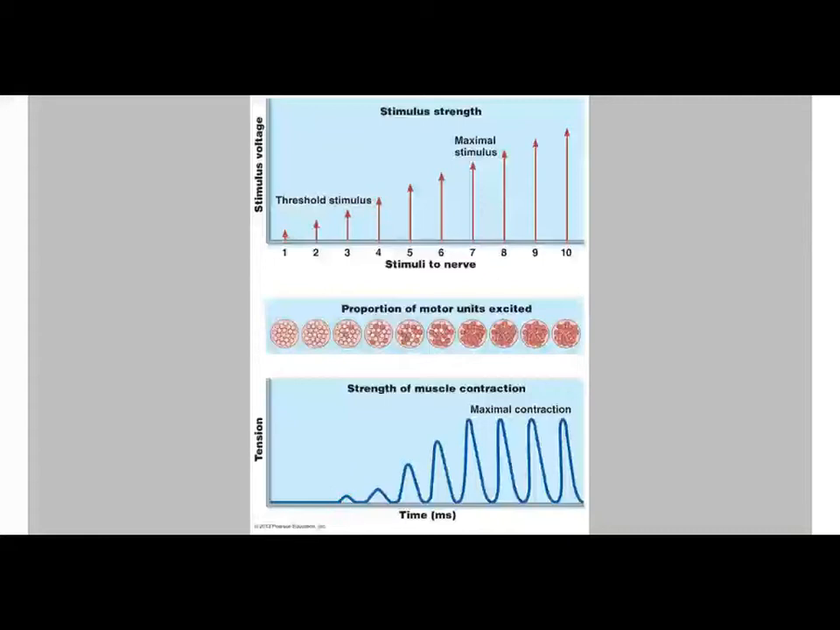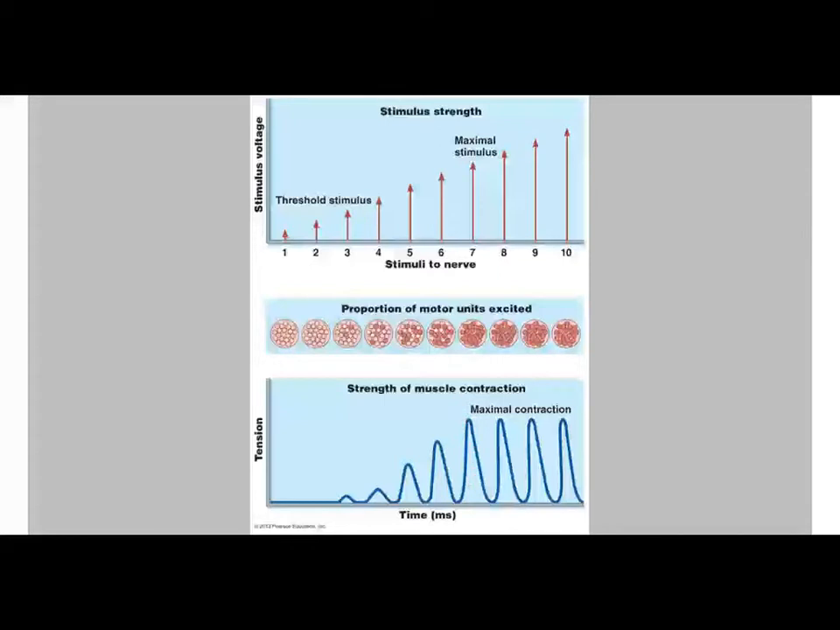As the stimulus gets stronger and stronger, we activate more and more motor units, so tension builds and builds and builds, until eventually the stimulus is strong enough to activate all of the motor units. So all of the muscle cells within that muscle contract, and we get the strongest contraction possible from that muscle.